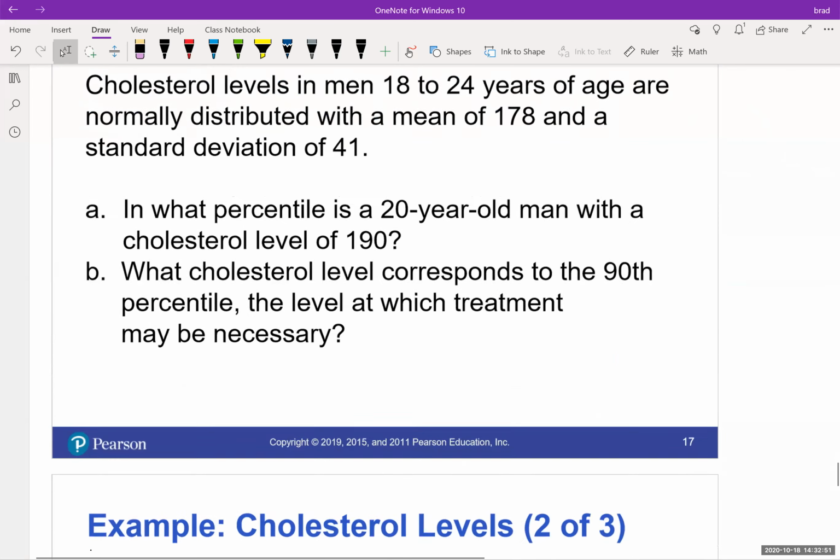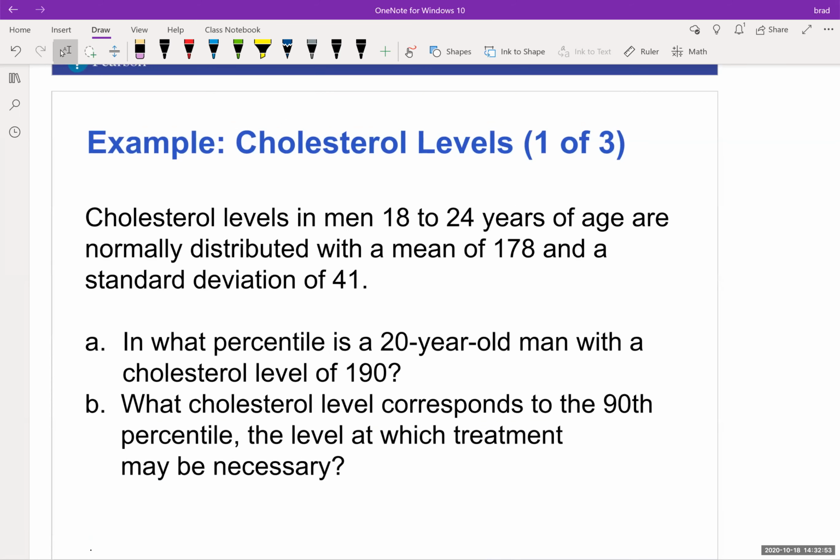So what we're going to do is, cholesterol levels in men 18 to 24 years of age are normally distributed with a mean of 178. So we know the mean equals 178 and the standard deviation equals 41. You could call this sigma, right? And this is X bar. Those are the notations that I normally use. Or they just call it mu as well, since this is for a population, okay?